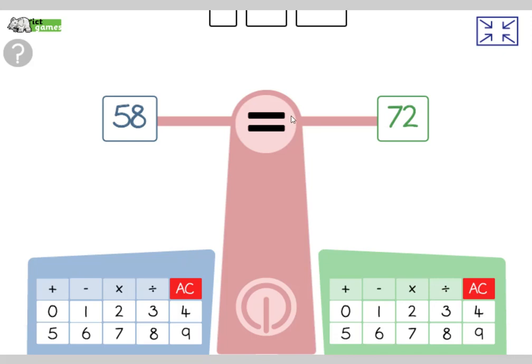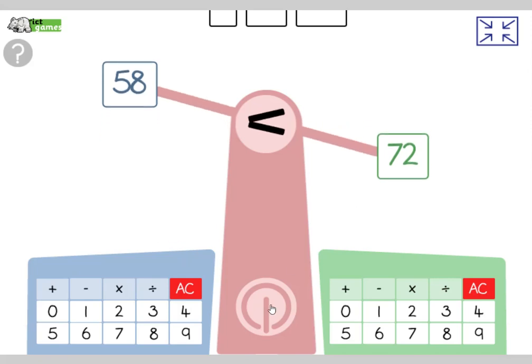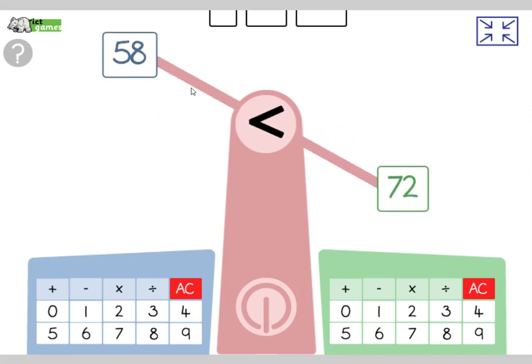So here we go. This is not the correct symbol, because I haven't turned it on yet. Which symbol will we see in here? Pause the video and write on your piece of paper 58 and then the correct symbol here and then 72. Off you go. Right, let's have a look. 58 is less than 72, so the symbol we'll get is the less than sign. 58 is less than, is fewer than 72.